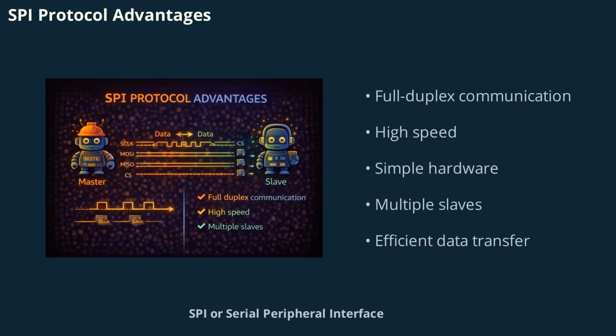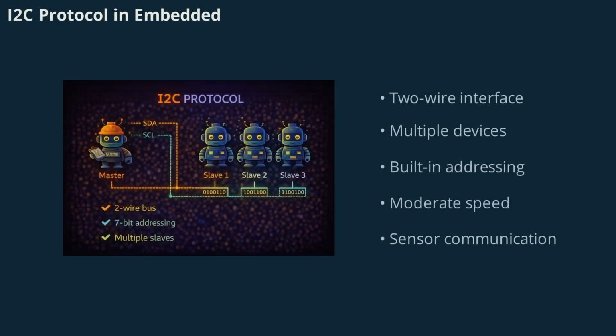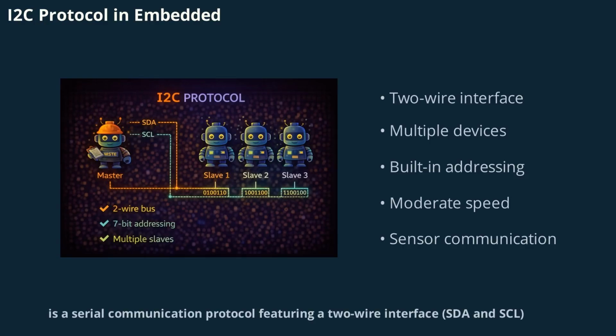SPI, or Serial Peripheral Interface, is a synchronous serial communication protocol known for its high speed and simplicity. It supports full duplex communication and can connect multiple slave devices using 4 lines: MOSI, MISO, SCK, and SS. SPI is widely used in embedded systems for efficient data transfer between microcontrollers and peripherals, making it a go-to choice for high-performance applications.